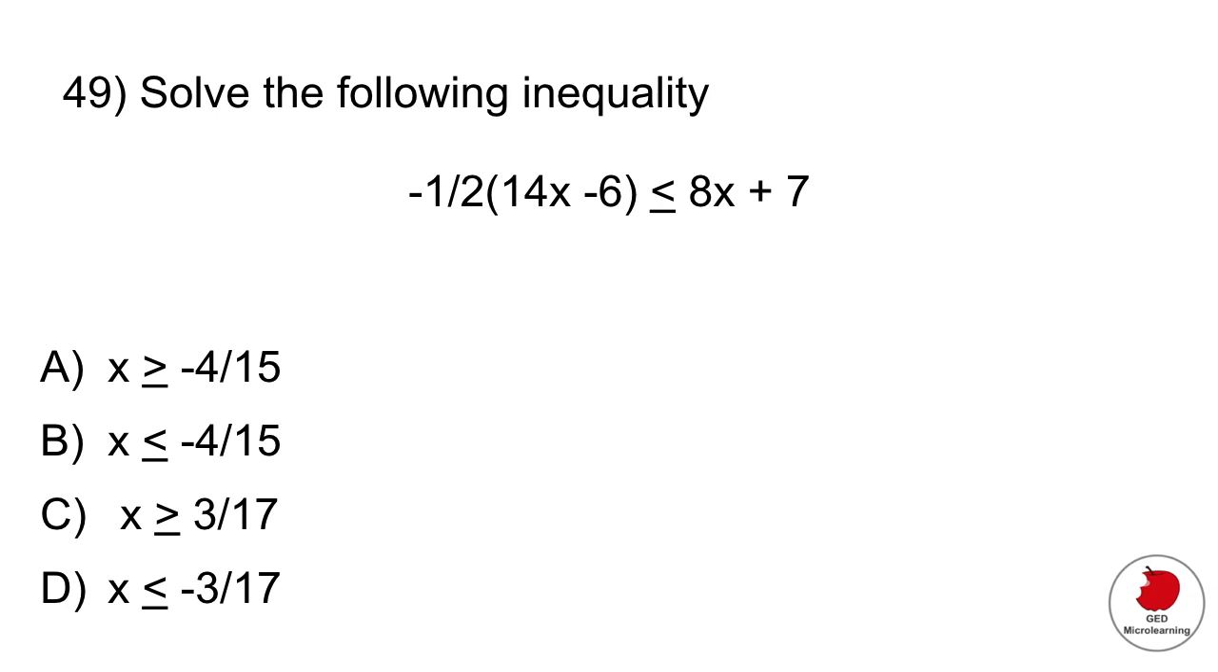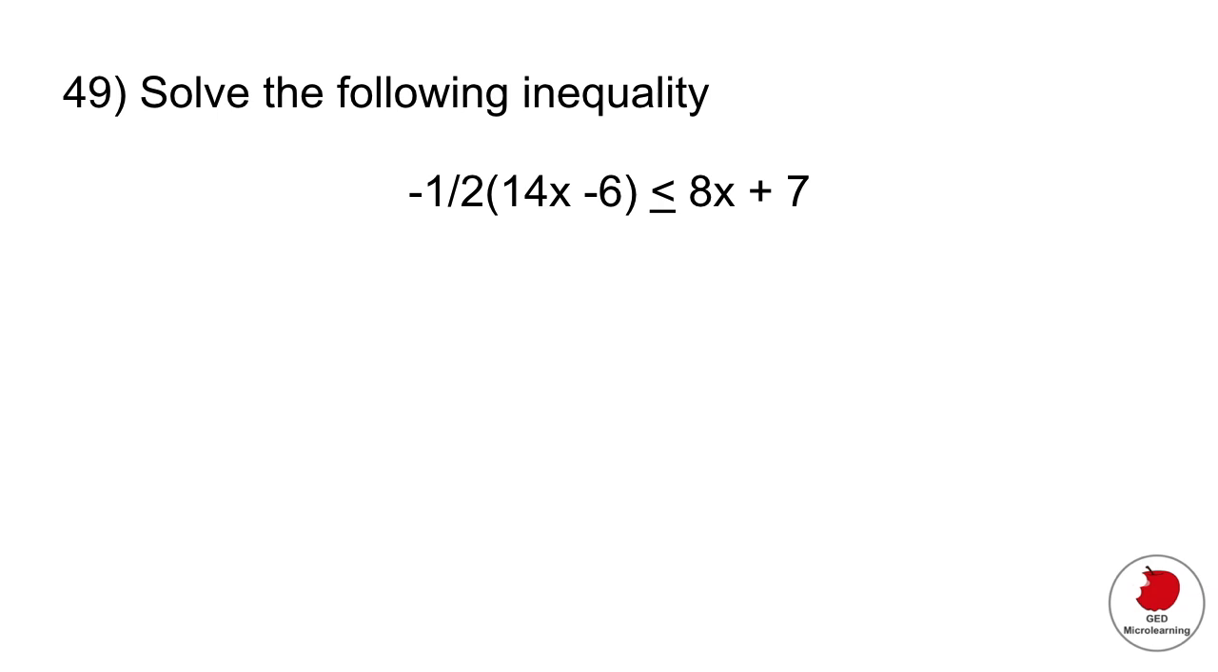Okay, so this is another inequality, same sort of story. We're going to first of all apply the distributive property here, meaning that you're going to multiply that negative 1/2 times 14x and times negative x. So minus 1/2 times 14x is minus 7x, and minus 1/2 multiplied by minus 6 is positive 3. Okay, so that's what your inequality looks like now.